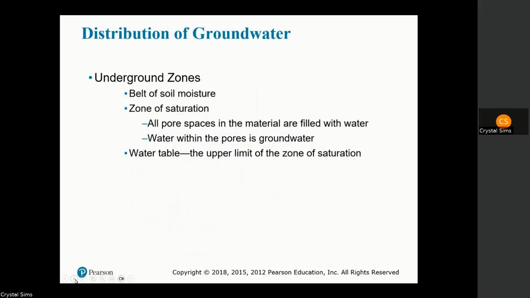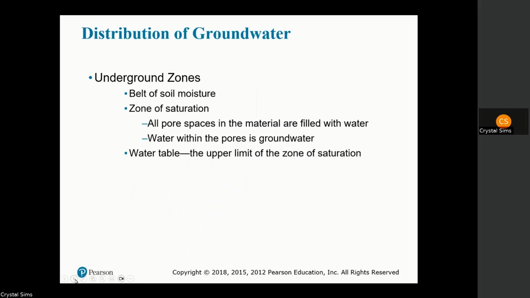So when rain falls, we've already talked about how some of that water is going to run off, some goes back to the atmosphere, and then the rest of it is going to infiltrate. Now, the amount of water that infiltrates varies from time to time and place to place. This is determined by the steepness of the slope, the nature of the surface material, the intensity of the rainfall, and the type and amount of vegetation.